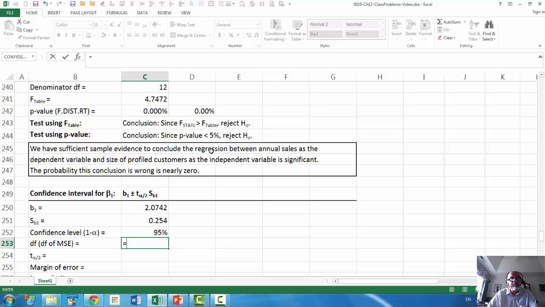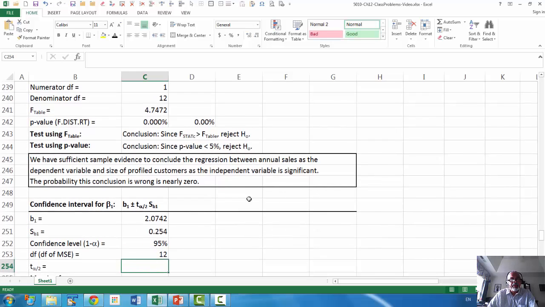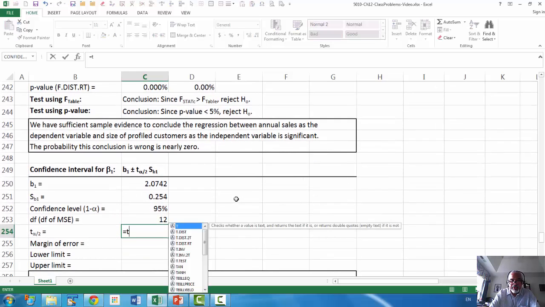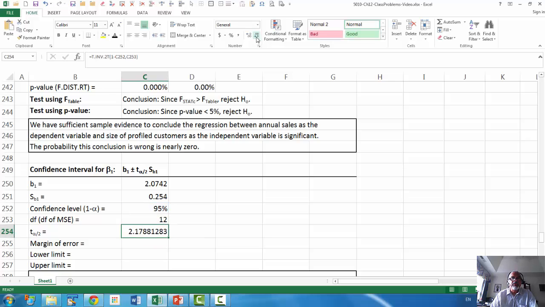So degrees of freedom is the degrees of freedom for MSE, which is that one. So the t table value is T.INV.2T. Now we have to provide the alpha value. So 1 minus the confidence level is the alpha, and the degrees of freedom is the MSE degrees of freedom. So then you get the t table value.